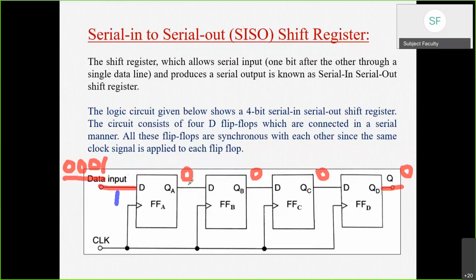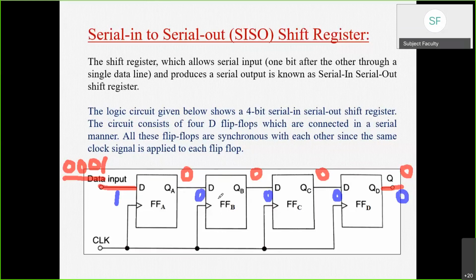Okay. Here we already have the outputs of 0, 0, 0. So we understood that QA is the input to D. So what will be the input to flip-flop B? It will be 0. Similarly, what will be the input of flip-flop C? It will be 0. Again, what will be the input of flip-flop D? It will be 0 again. Okay, so initially it is 0 only.